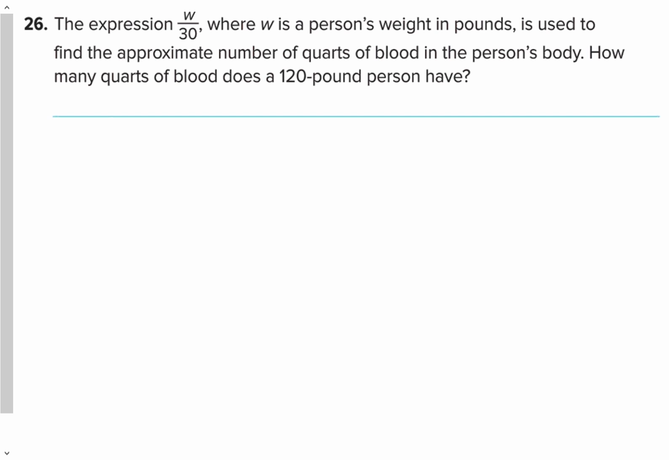All right. The expression W over 30, where W is a person's weight in pounds, is used to find the appropriate number of quarts of blood in the person's body. How many quarts of blood does a 120-pound person have? So you're just going to substitute 120 over 30, and that's going to equal 4 quarts.